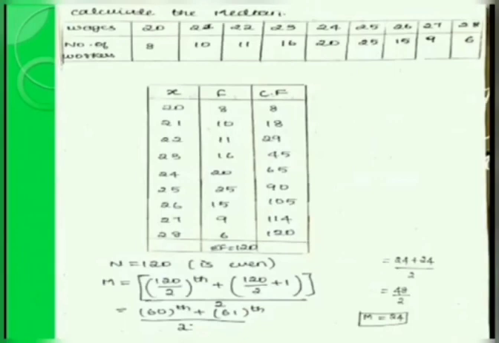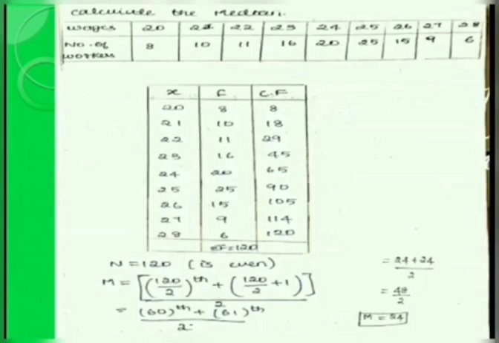Next example is for discrete data. Calculate the median. The wages and number of workers are given below. We have to take x as wages and f as number of workers, the frequency. Our CF is the cumulative frequency. We have to find CF by using our frequency values. In our frequency, our first term is 8, so in our cumulative frequency also, our first term is 8. In our frequency, our second value is 10, so we have to add 10 plus the first value in frequency. 10 plus 8 is equal to 18, which is your second cumulative frequency.